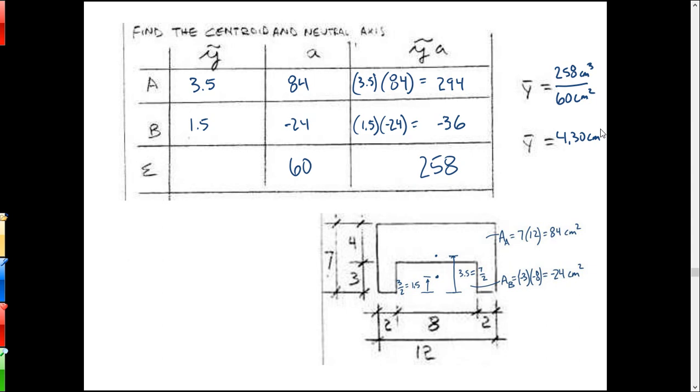All right, so that gets me y bar, so that's up above here. So the centroid for this thing is up right about there, and that's the neutral axis, see? So that's step number 1.